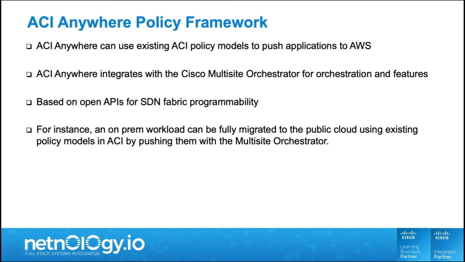ACI Anywhere can use existing ACI policy models to push applications to AWS. ACI Anywhere integrates with the Cisco Multi-Site Orchestrator for orchestration and features. The solution is based on open APIs for SDN fabric programmability. For instance, with ACI Anywhere, we can take an on-prem workload or application and fully migrate it to the public cloud using existing policy models in ACI by pushing them with the multi-site orchestrator.